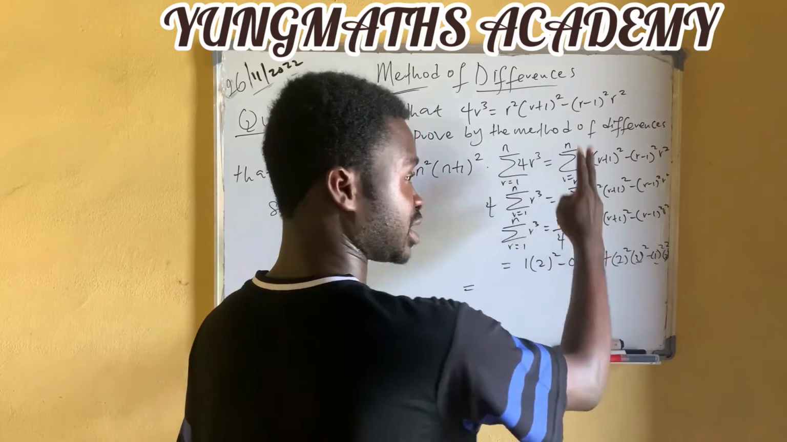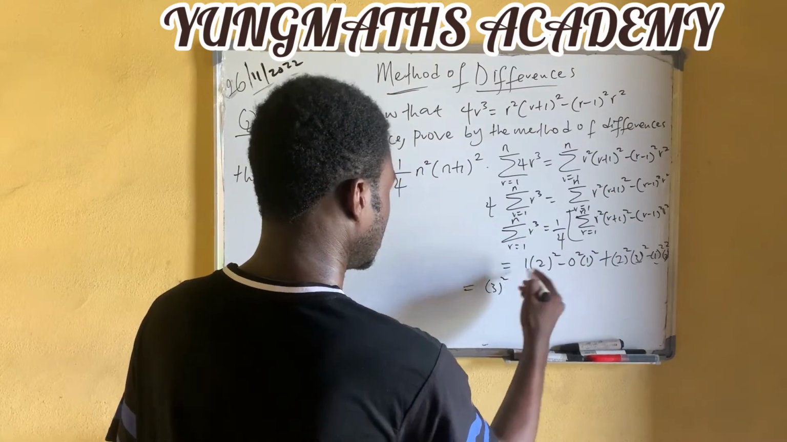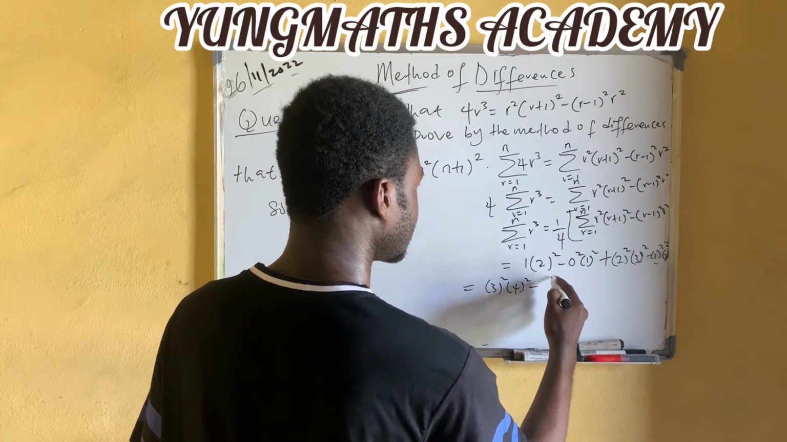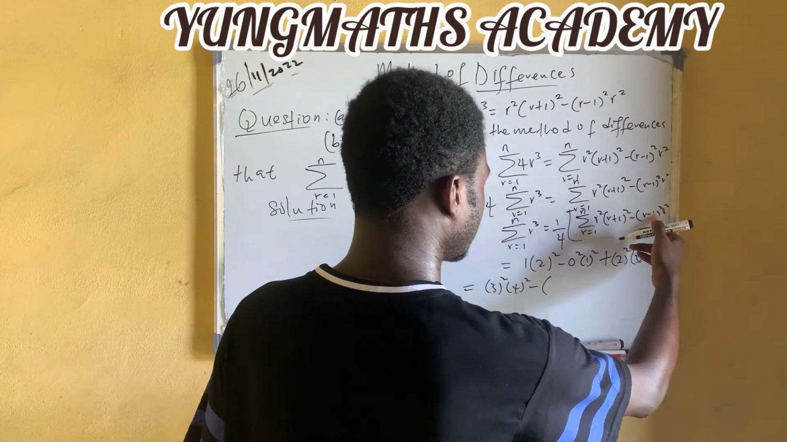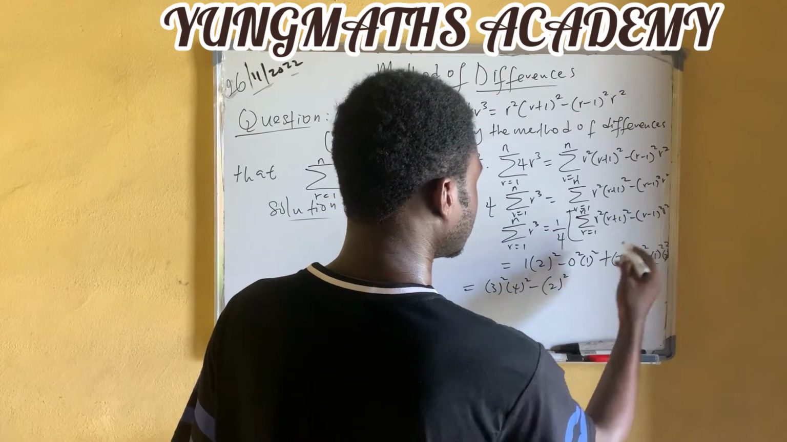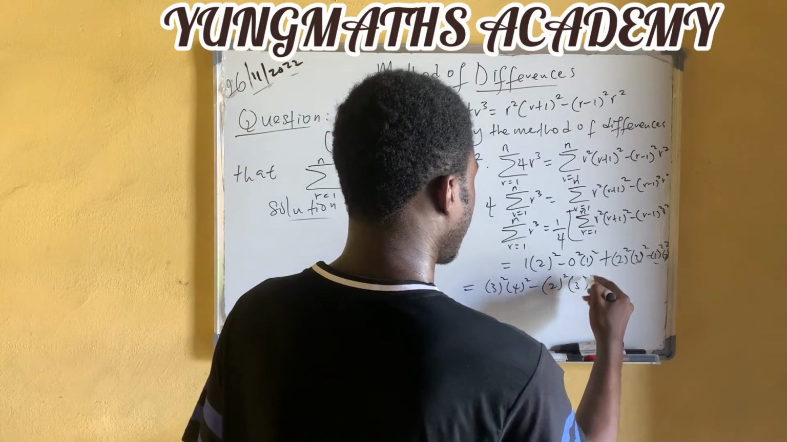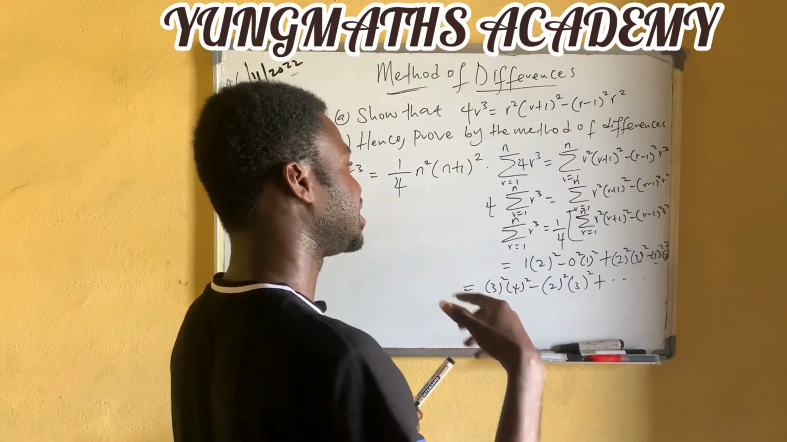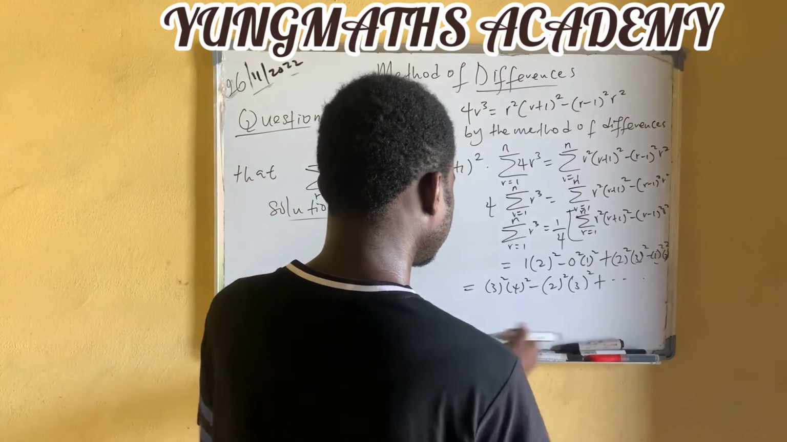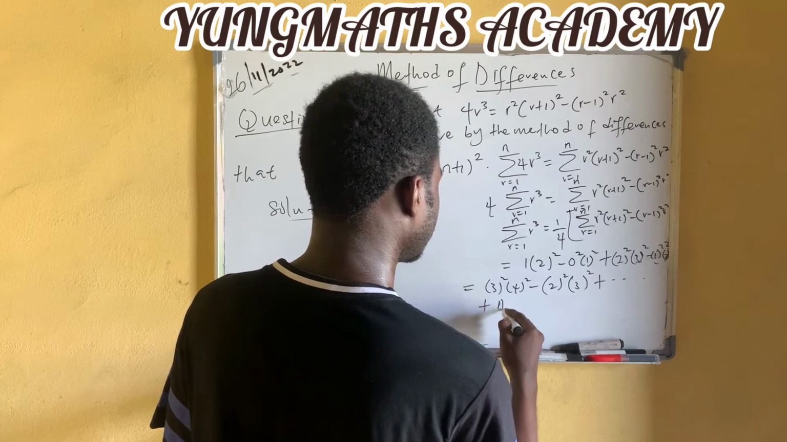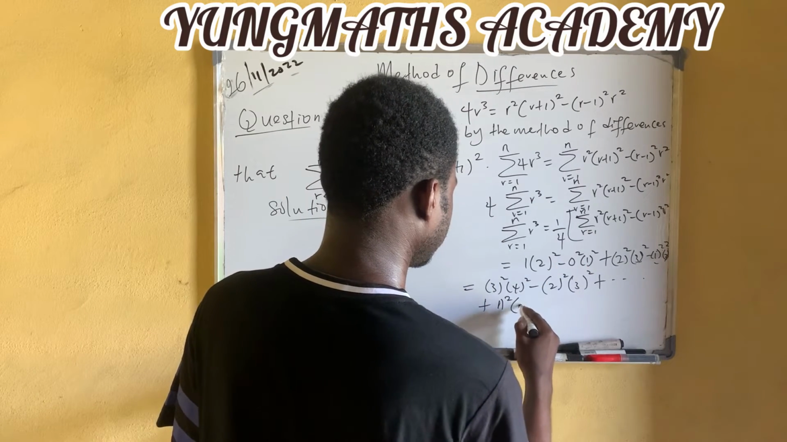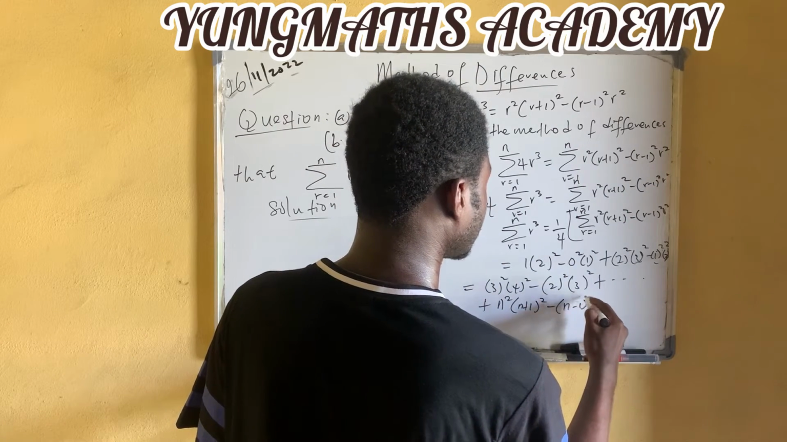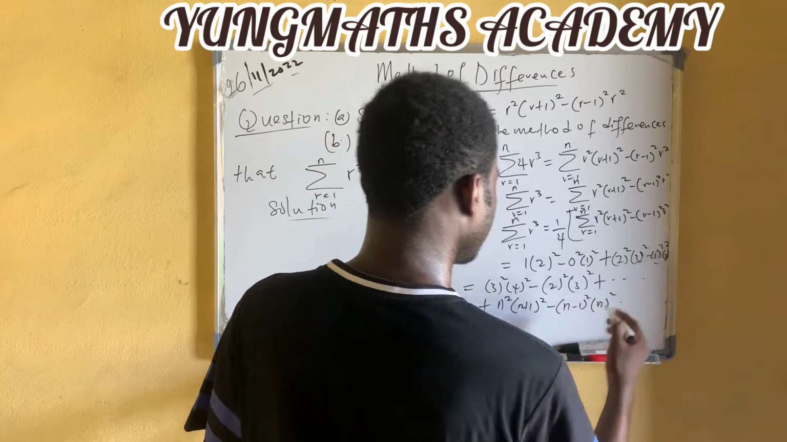When r is 3, I have 3 squared. 3 plus 1 is 4, that's 4 squared. Minus, when r is 3, 3 minus 1 is 2, so I have 2 squared, then 3 squared here. And so on, plus dot, dot, dot. So I will just have to put the last term as well, that is the nth term. So when r is n, plus n squared, n plus 1 squared, minus, when it is n minus 1 squared, then n squared. Okay, good.